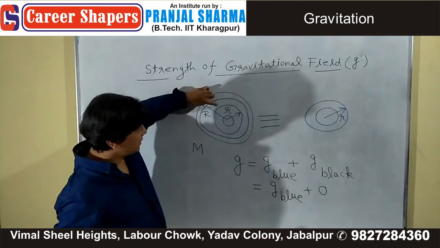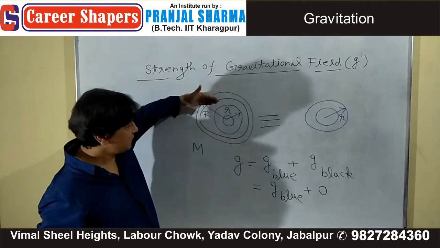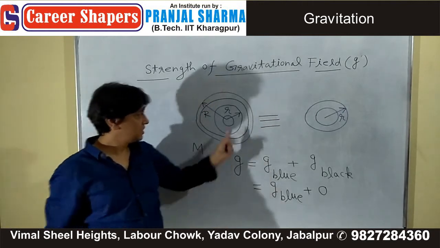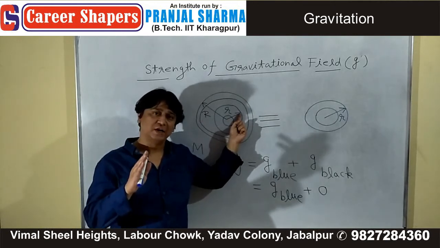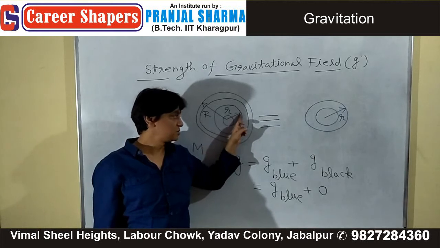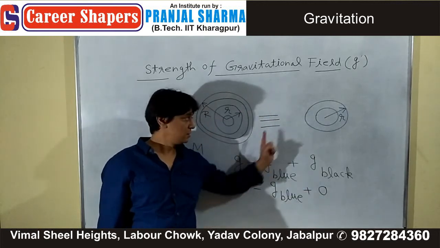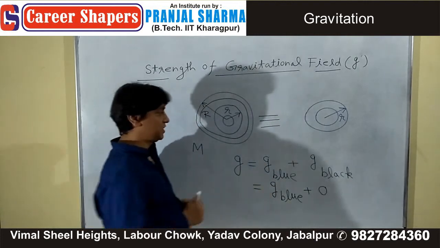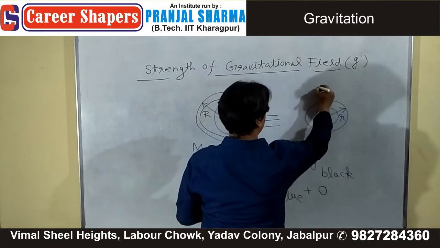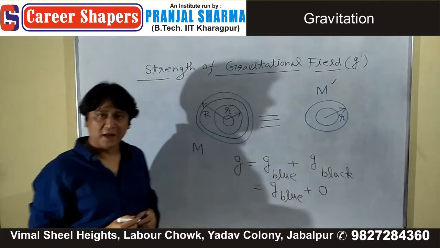You can easily peel off these black layers. Even when you remove these layers, nothing changes as far as gravitational field strength is concerned at this point. But there is a slight change, and that change is what? Now, the mass of this whole thing is only m dash.